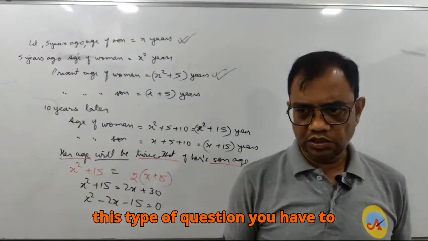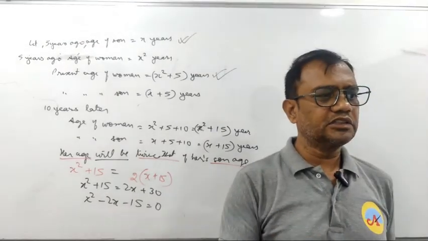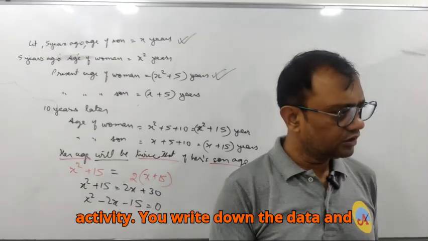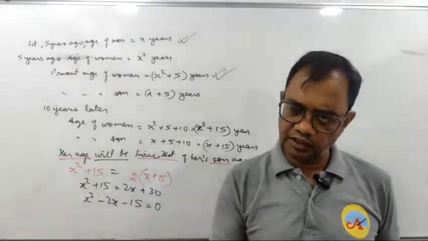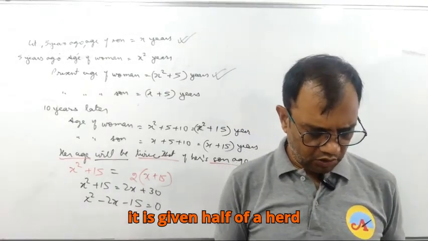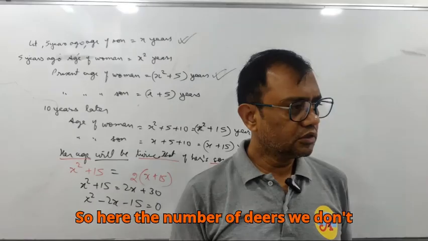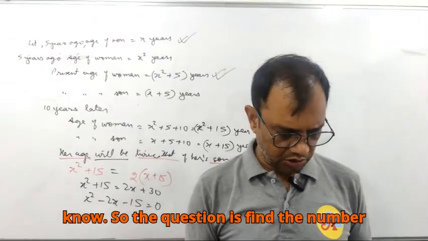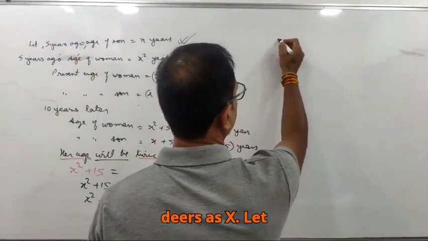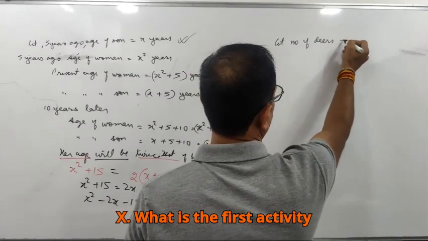In this type of question, you have to find out what all activities are done. According to the question, find out what all activities are done. According to the activity, you write down the data, and then you can make the equation. So here it is given, half of a herd of deer was grazing in the field. So here the number of deers we don't know. So the question is find the number of deers. So we'll take the number of deers as x. Let the number of deers be equal to x.